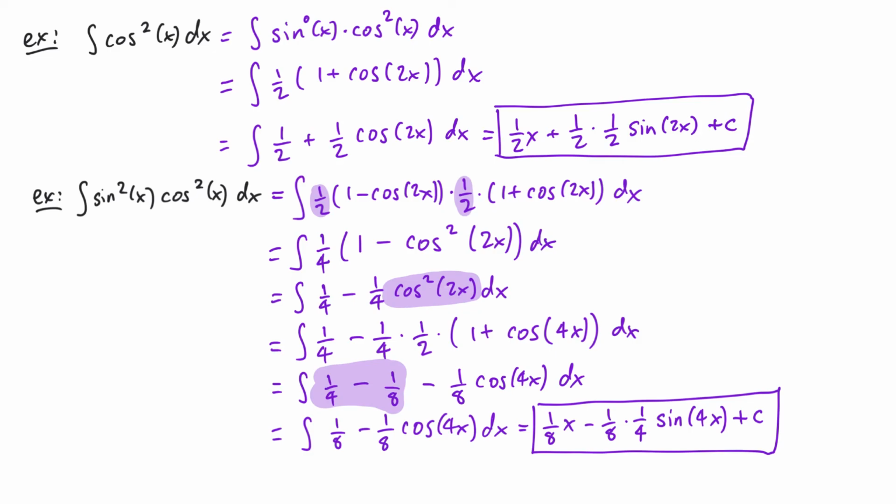So the takeaway is that if you have to find the antiderivative of an even power of sine or cosine, what you're going to do is use the double angle trig identity to help you reduce the power.